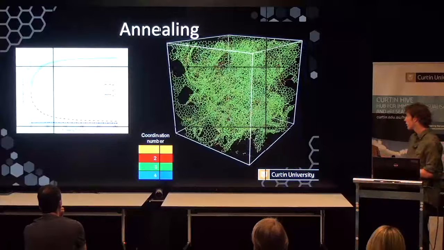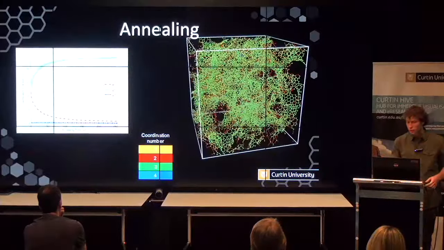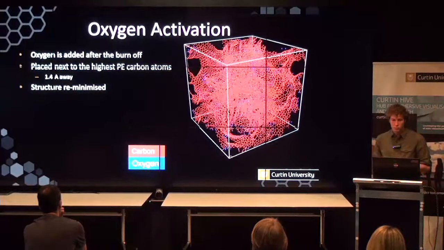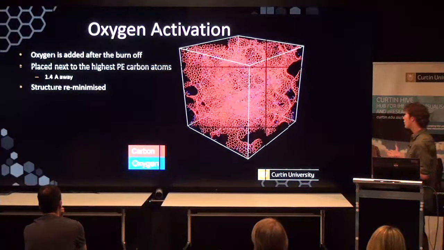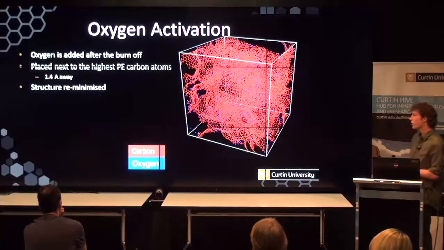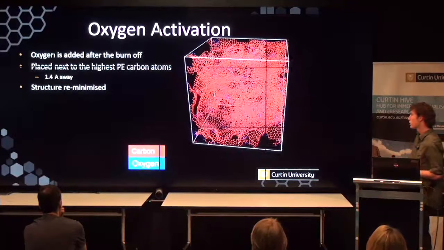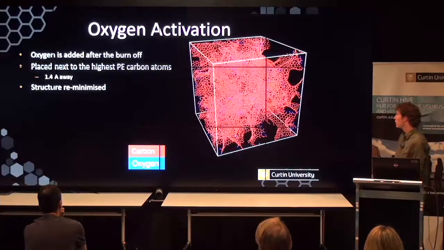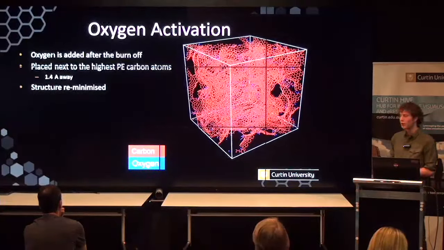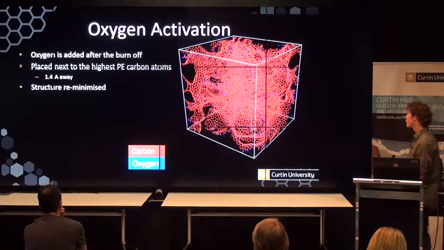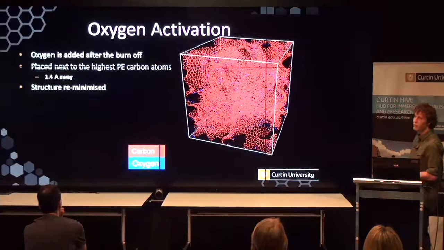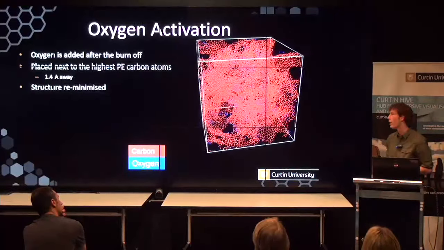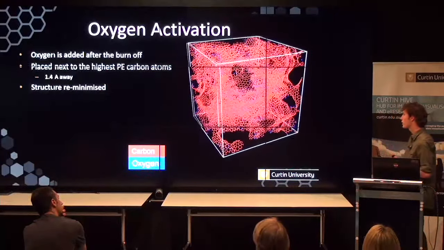Once we'd finished annealing, the next part of the simulation was to add oxygen to finish activating the structure. So on the right here, we have the final structure with 5% of the atoms oxygen. Again, you can see the structure, but you can't see the details of the structure. So visualization is very important to actually analyze what the structure looks like.